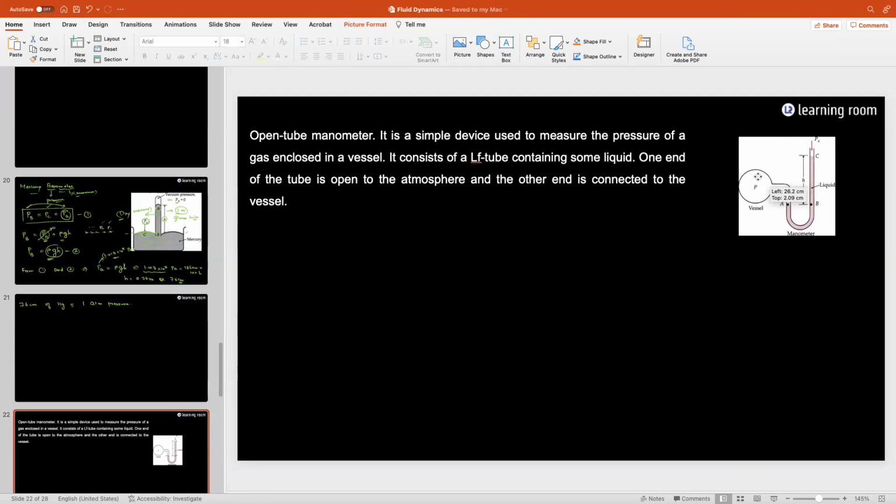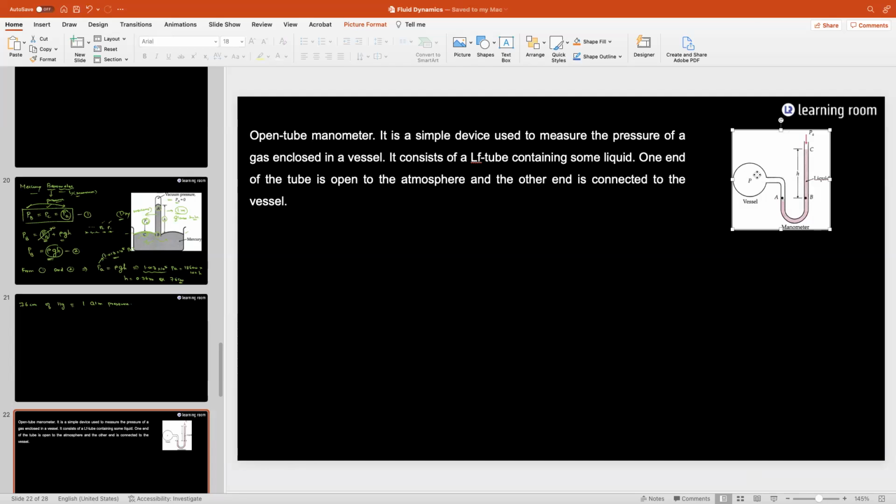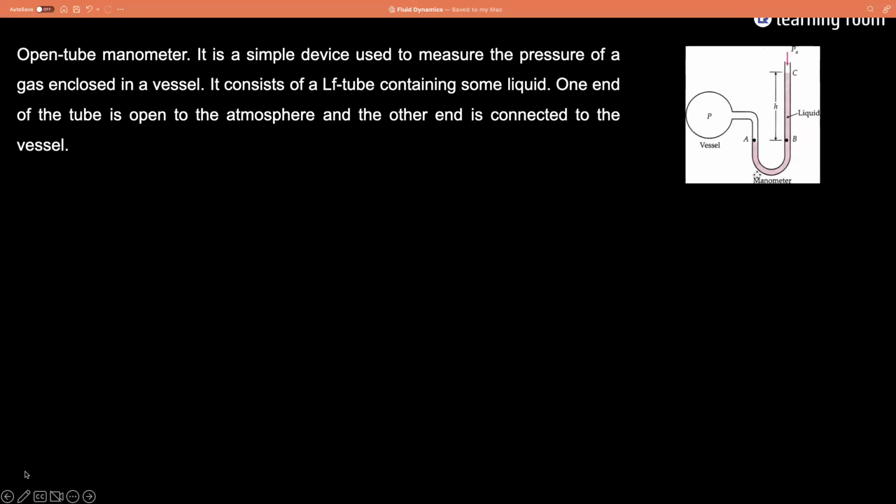Okay, write down the next heading as open tube manometer. So the next heading is open tube manometer. It is basically a simple device which is used to measure the pressure of gas that is enclosed in a vessel, right? It consists of a U-shaped tube containing some liquid. One end of the tube is open to the atmosphere, and the other end is connected to a vessel. Clear?